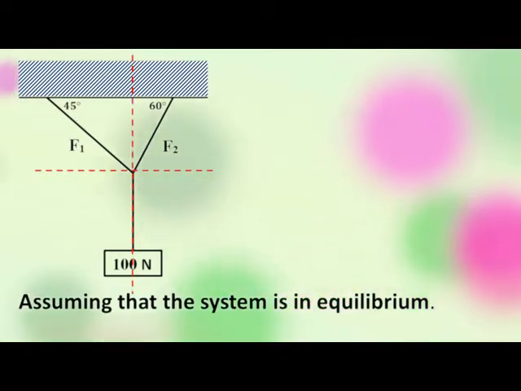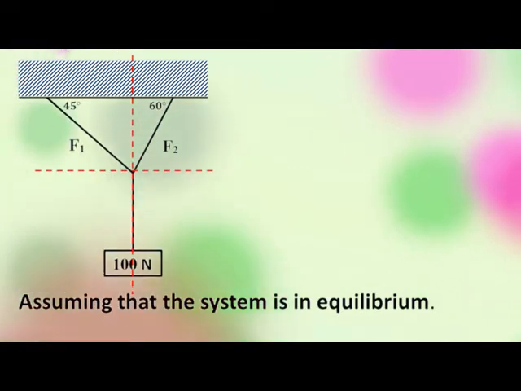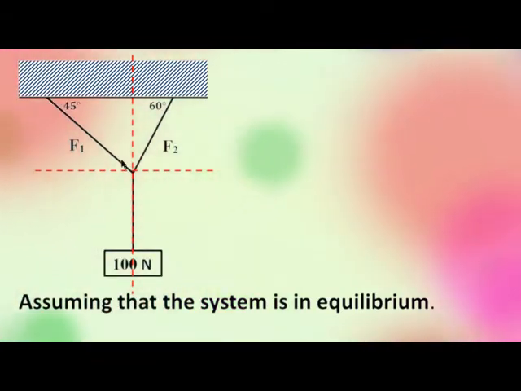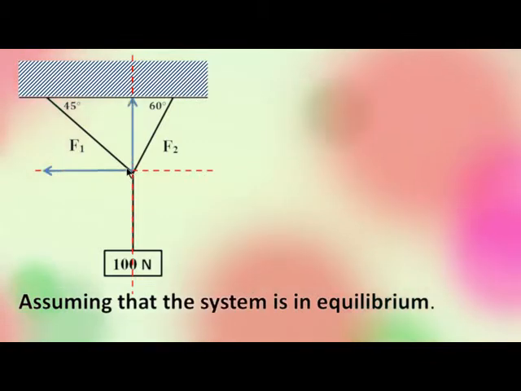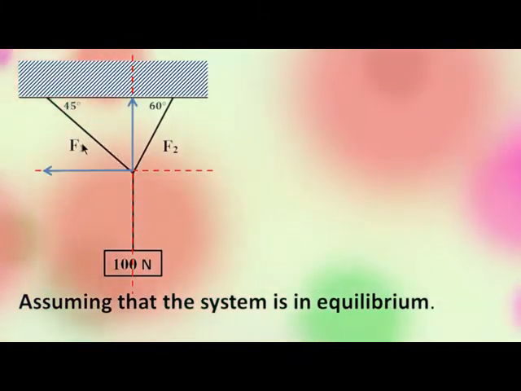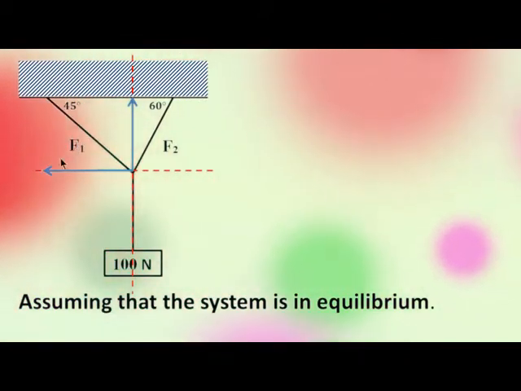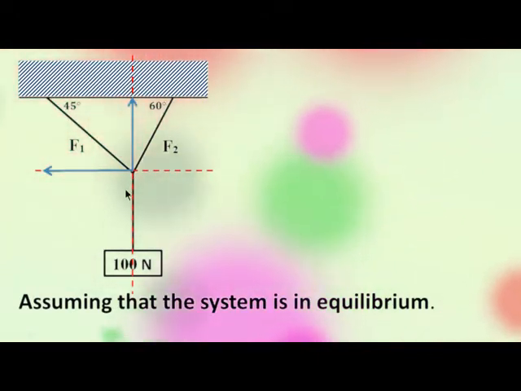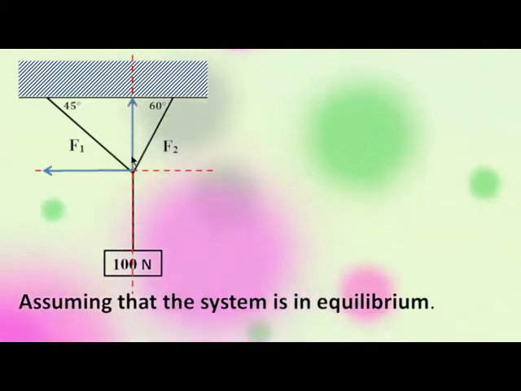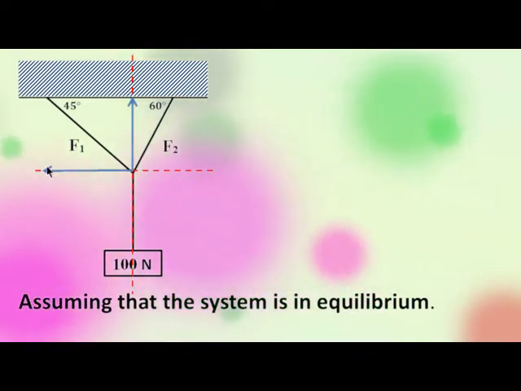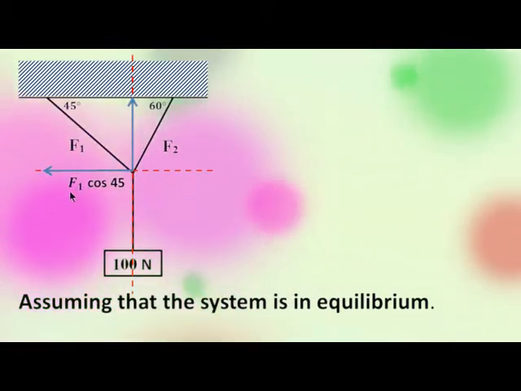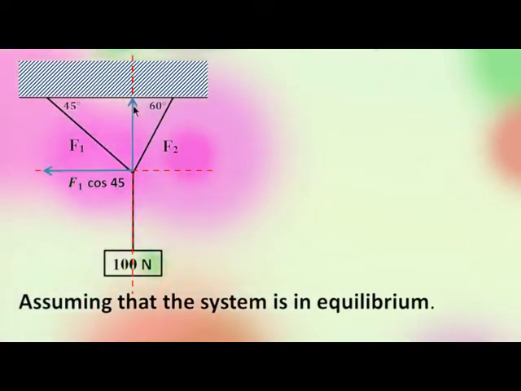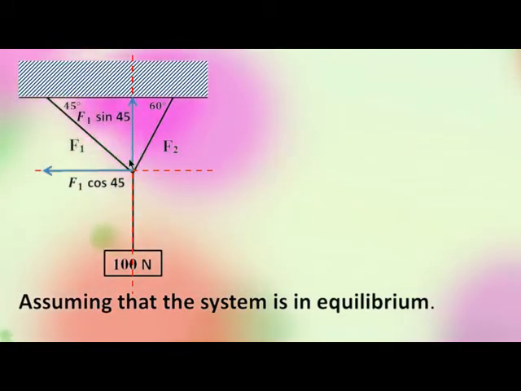The next force acting in this system is F1. We can write F1 in component form. This is the i component of vector F1, and this is the j component of F1. So this is the opposite and this is the adjacent. For the i component, F1 cosine 45, and for the j component, F1 sine 45.